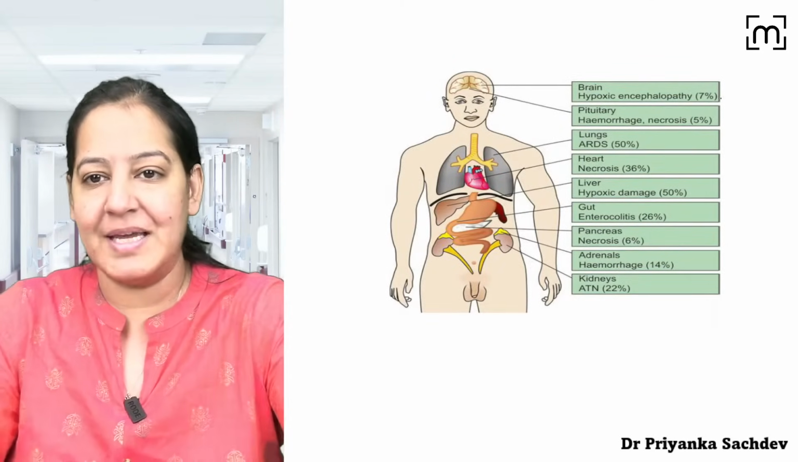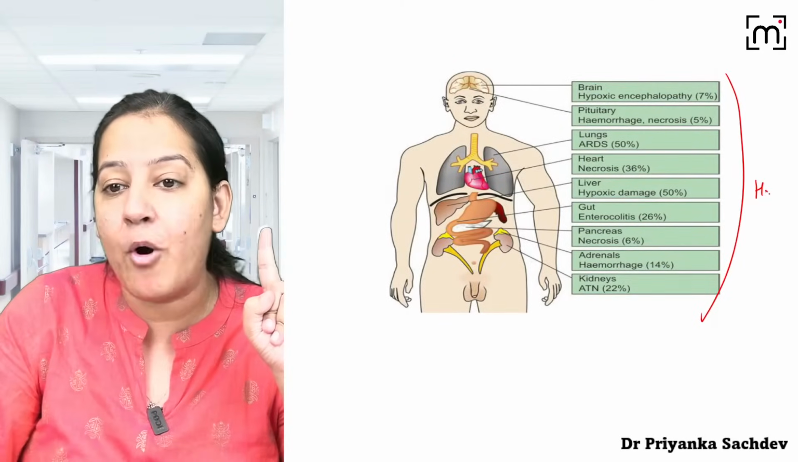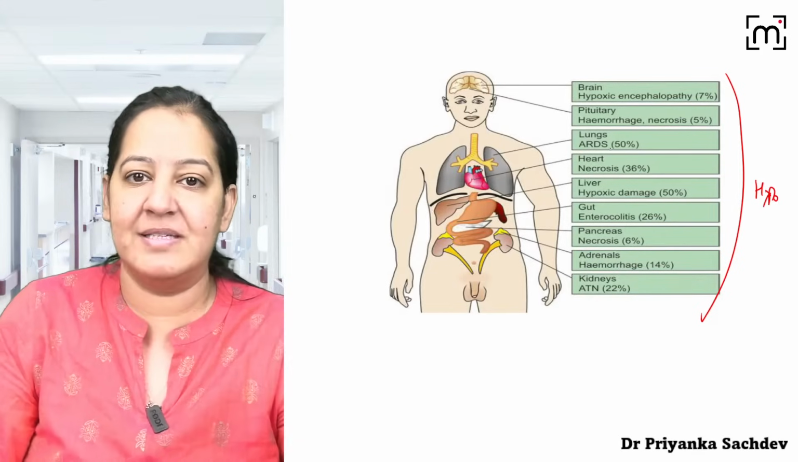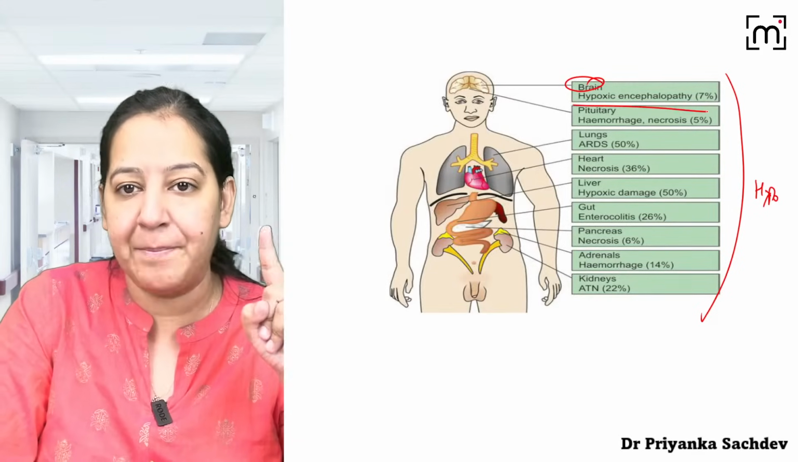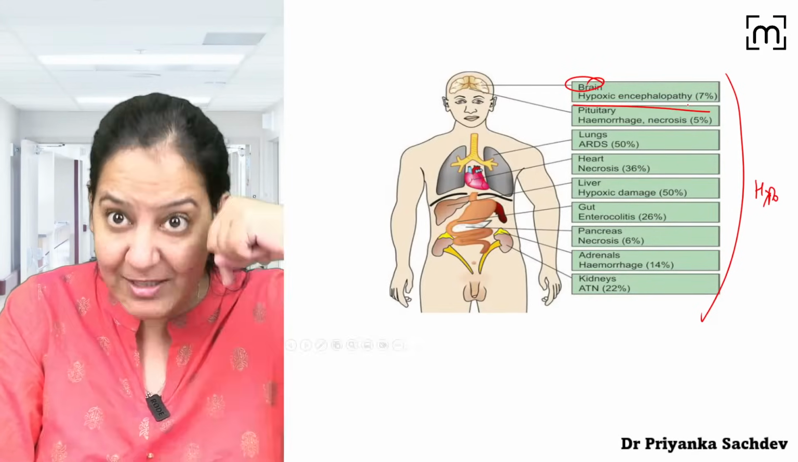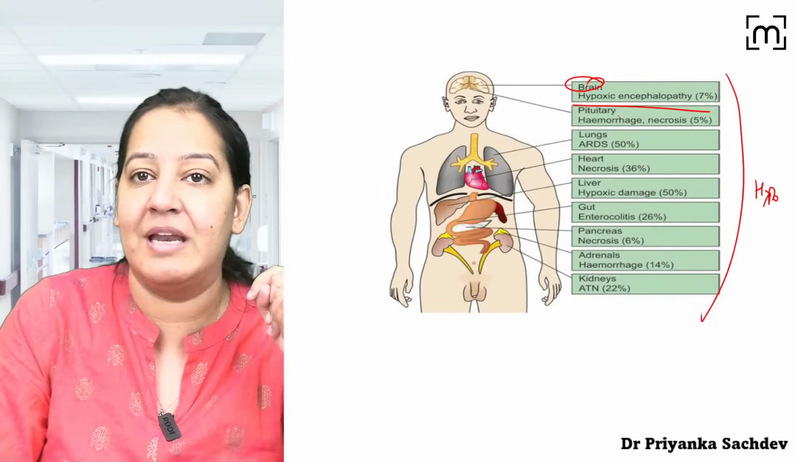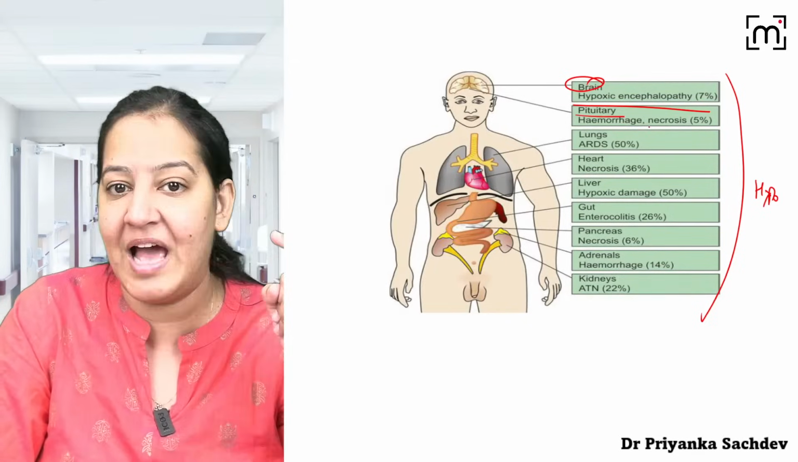So all the organs in the human body have hypoxia. Due to hypoxia, they have various injuries. Like in the brain, there is hypoxic encephalopathy. When the brain receives less oxygen, it will have hypoxic encephalopathy. The pituitary inside the brain will have necrosis.